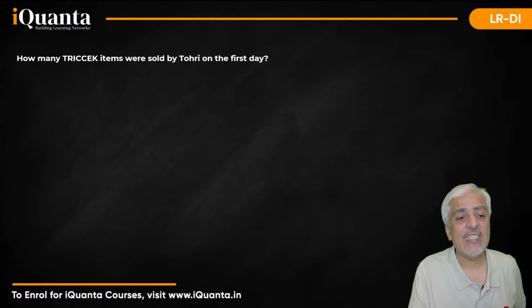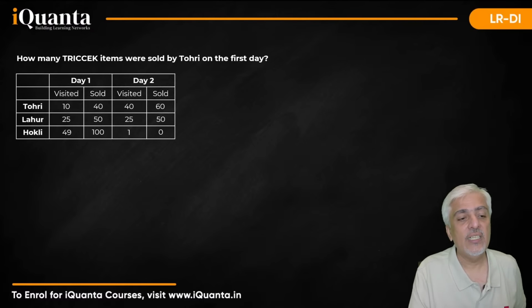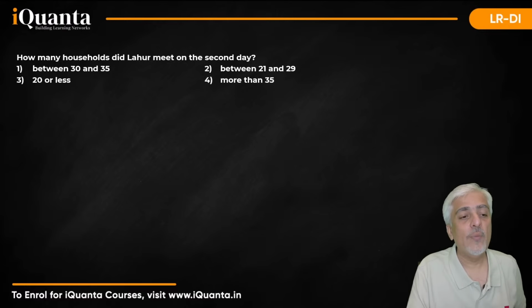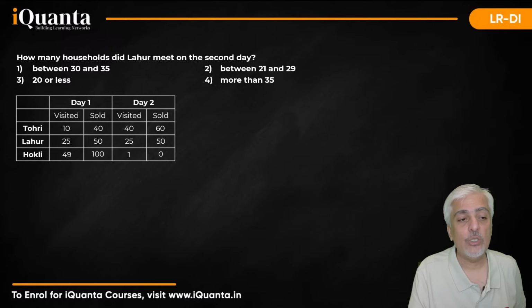How many tricycle items were sold by Tori on the first day? Tori on the first day has sold 40. That's the answer. Now see, these options were misleading. When the options were given, it seemed like the values would not come out exact, but all the exact values came.